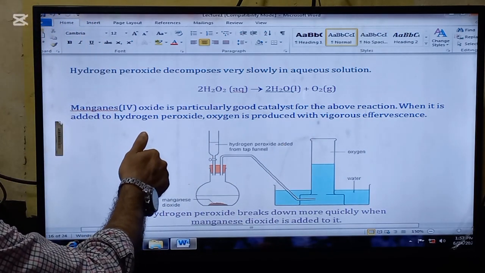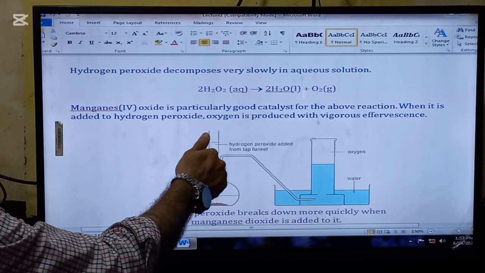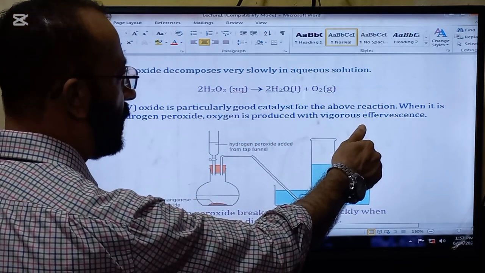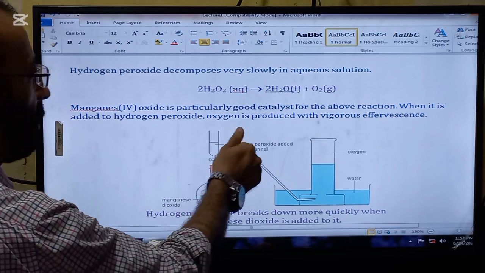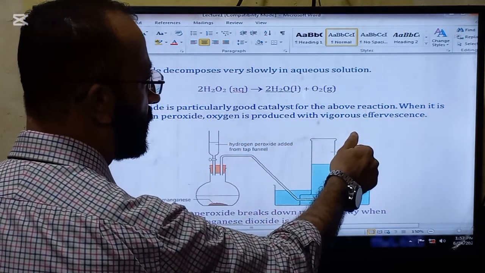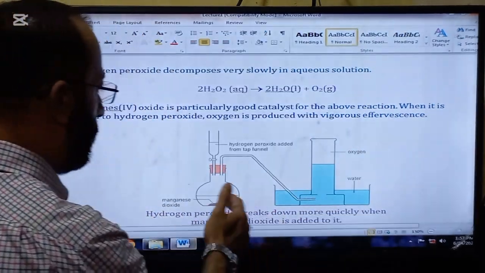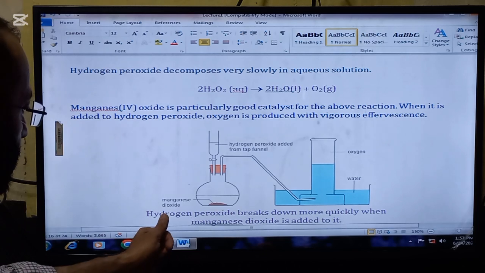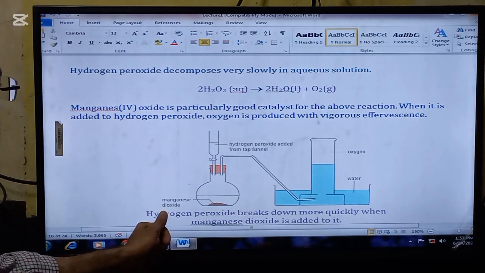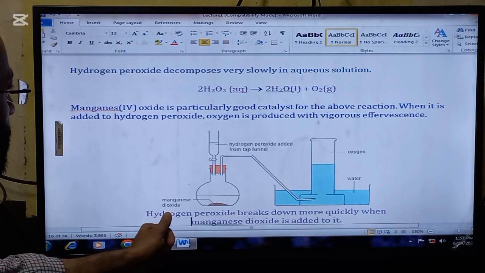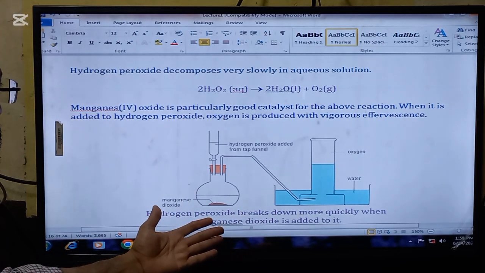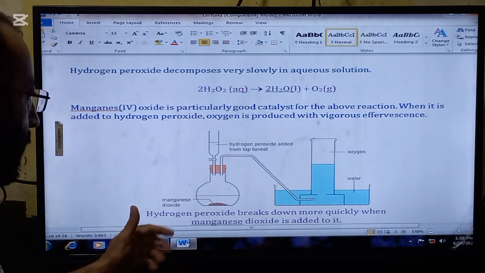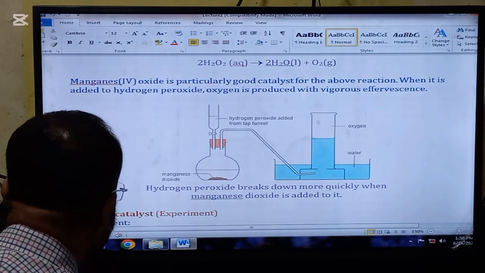Manganese oxide is a particularly good catalyst for the above reaction. When it is added to the hydrogen peroxide, oxygen is produced with vigorous effervescence. So this is manganese dioxide, that is actually a catalyst which can accelerate the reaction speed. Okay, so this is the example.